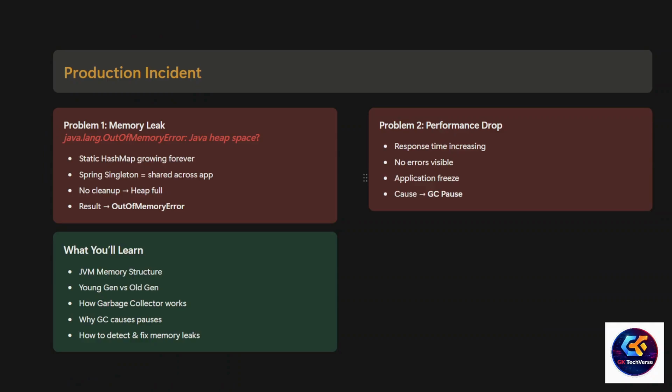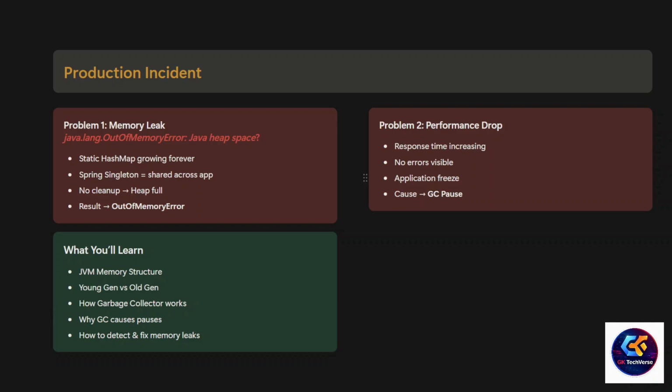Have you ever seen this error and wondered what went wrong? In one real case, it was just a static hash map inside a Spring Singleton bean. Every request kept adding data, nothing was ever removed. And slowly, the heap kept growing until the crash.